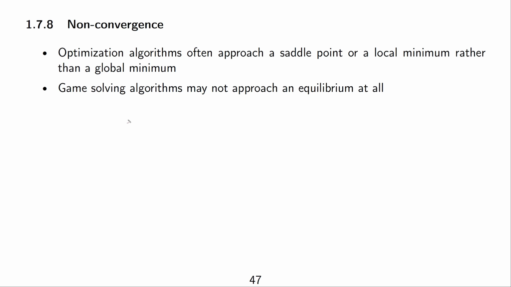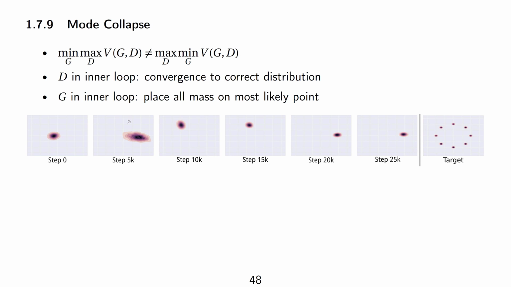But the tricky part here is that these game-solving algorithms that we'll have to use here may not approach an equilibrium at all, and it's much harder to determine what exactly they're going to approach, and it's much harder to find simplified theoretical models that are in some sense a reasonable match for the practice.